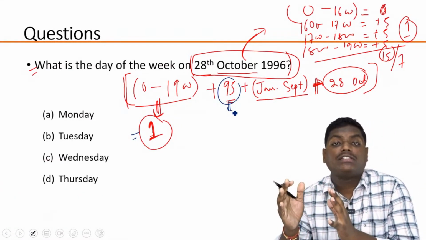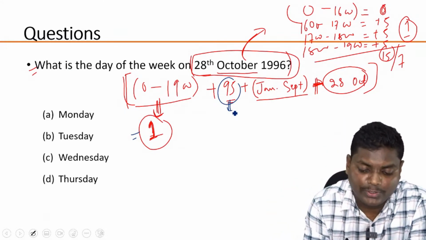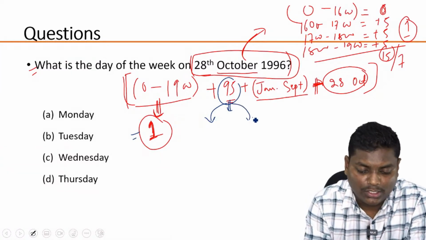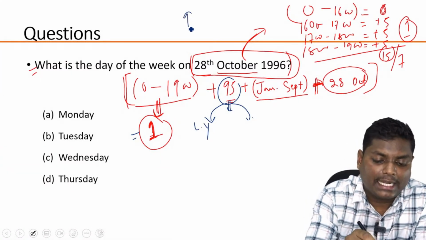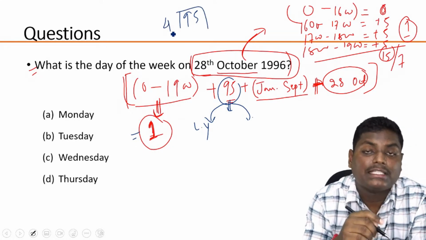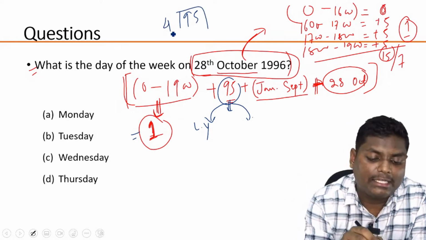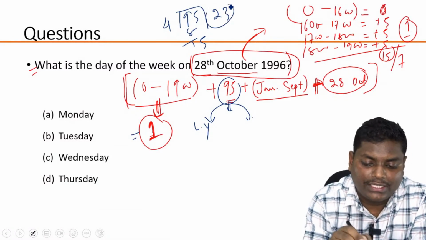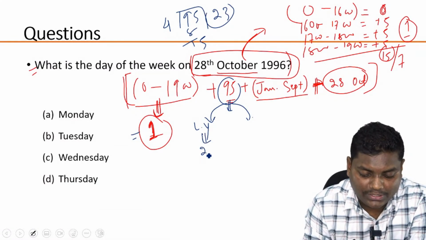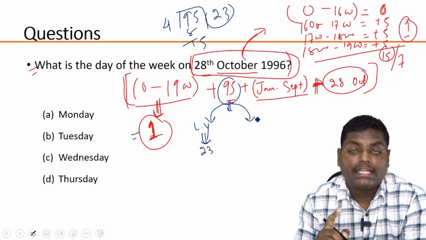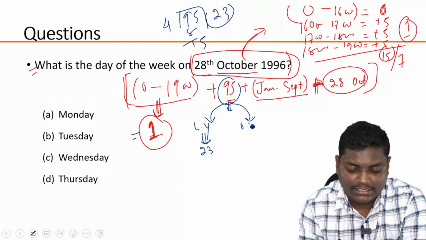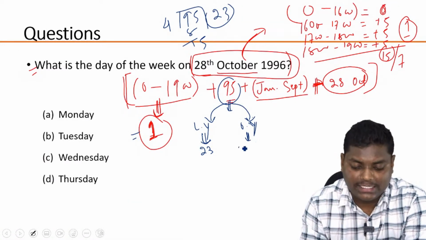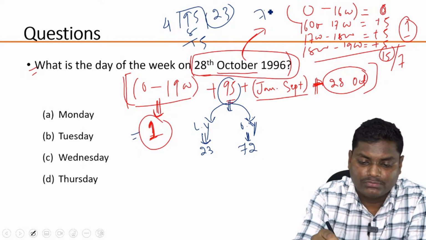Again, in 95 years, you need to find the number of odd days. The same thing we will use: we'll see the number of leap years and the number of ordinary years. The number of leap years, how do we find it? 95 divided by 4. That's how we find it out. So there will be 23 leap years. And the number of ordinary years will be 95 minus 23, so it is basically 72.